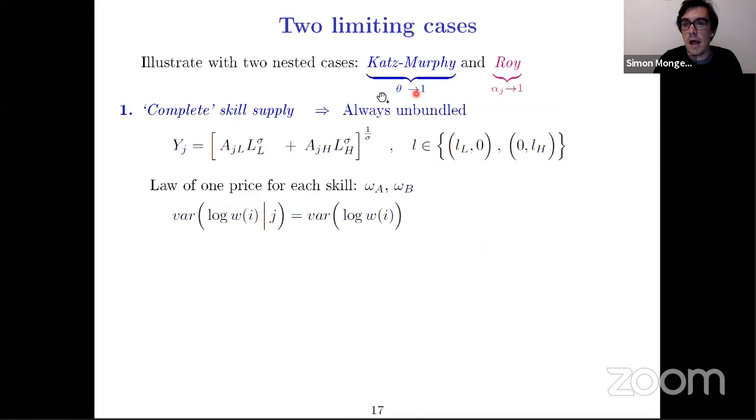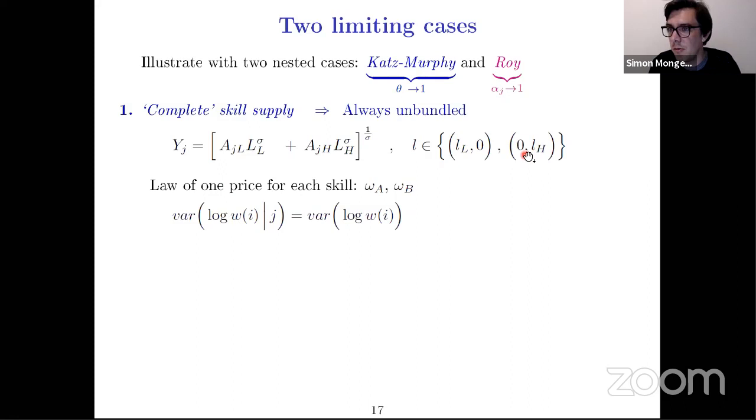Okay. So what's the Katz-Murphy model? In Katz-Murphy, each occupation would be a CES with low skill workers and high skill workers. You have some low skill workers and some high skill workers. How do you nest that here? Well, you write down the problem where you have two different individuals. A low skill worker only has low skills and has no high skills. A high skill worker has no low skills and only has high skills.